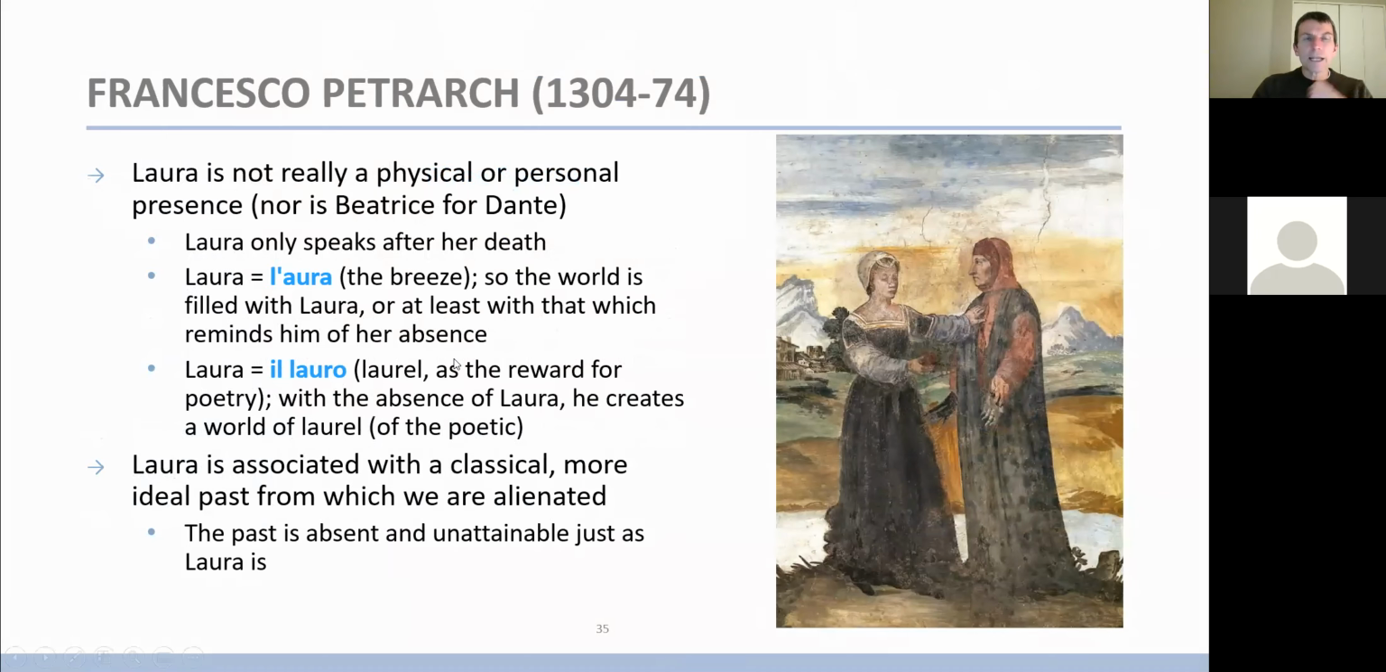These were written in Italian. Laura is not really a character there; I think she speaks rarely. She becomes an almost abstract symbol of the spiritual and the poetic that the lover needs to attain. In Italian there's a play on the word Laura, as in l'aura, the breeze. So the world is literally filled with Laura through the breeze, and il lauro, the laurel wreath that a poet receives if they are a great poet, the reward for poetry. So with her absence, he creates a world of laurel, a world of poetic images.